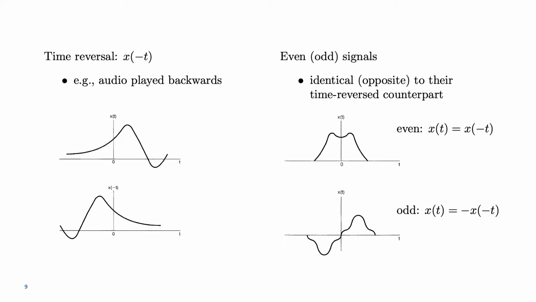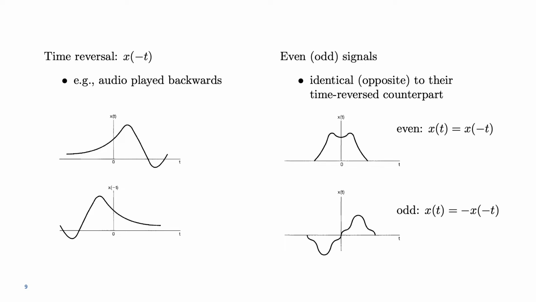Time reversal of a signal consists in basically mirroring the signal, okay? Inverting the independent variable t. So from x of t, you get x of minus t. A practical example of this is playing an audio backwards, okay? This is reversing time for the audio. And you can see the figure on the left where the original signal x of t ends up being mirrored to become x of minus t.